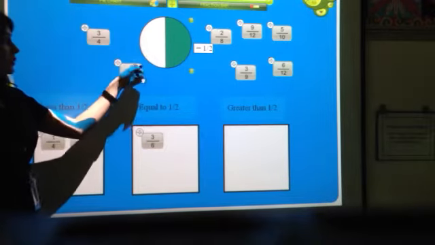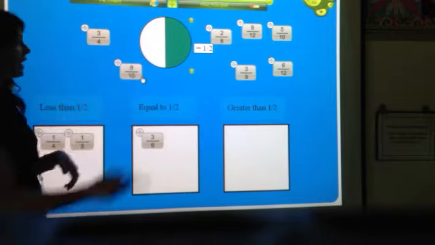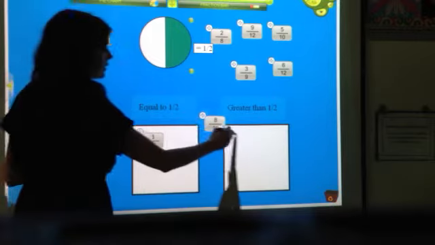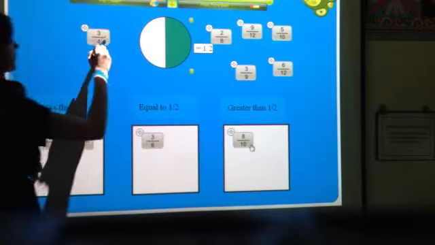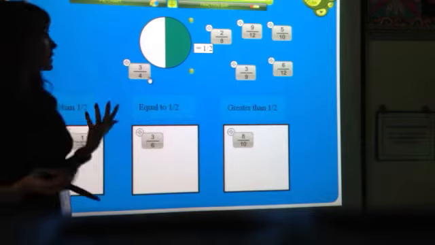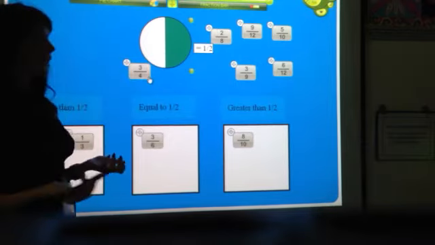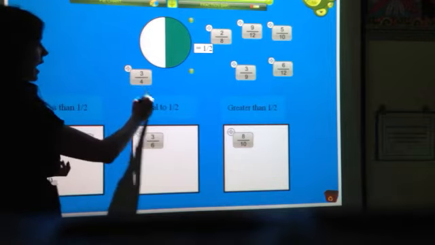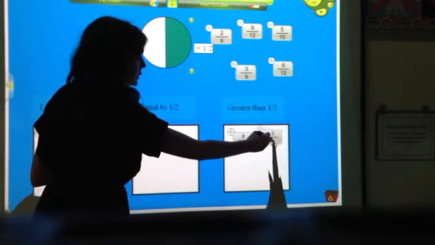8/10. Well, half of 10 is 5, and since 8 is greater than 5, this would be greater than 1/2. 3/4. We can think about this like quarters. We've talked about this a lot lately. If we know that 4 quarters equals $1, if we have 3 out of 4 quarters, we have 75 cents, which is more than 1/2. So I'm going to put that over there.